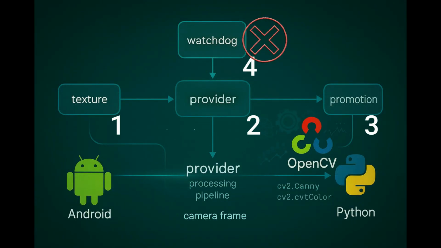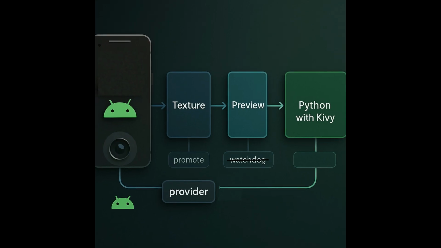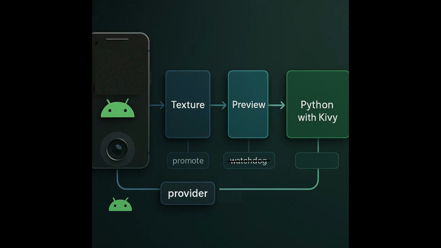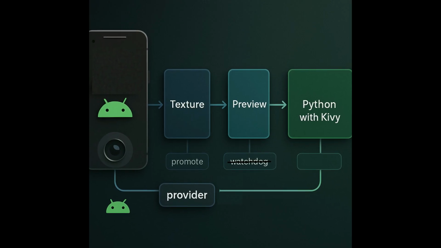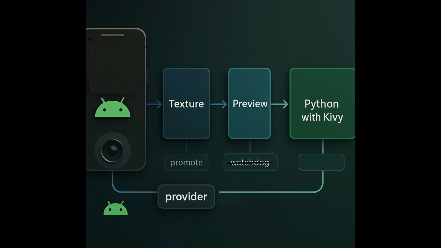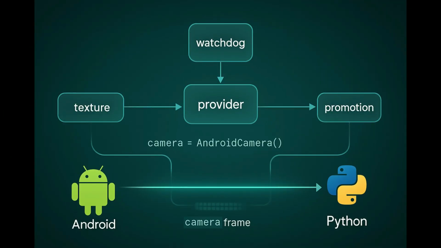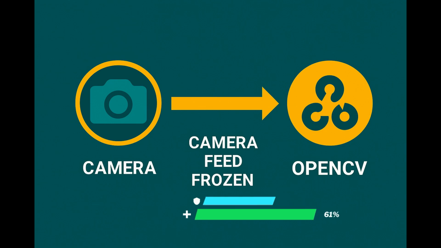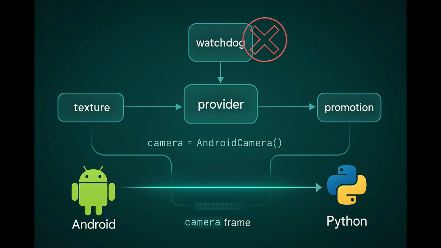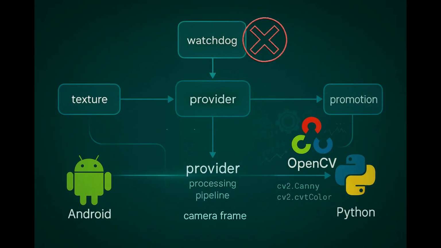Even the classic camera follows the same architectural skeleton. It still uses a provider like Camera Android or Camera Gstreamer. Every frame ends up in a texture, which is what you actually see on screen. There's even a bit of promotional logic happening automatically. Kivy quietly checks which providers are available and promotes whichever one reports that it's compatible. The missing piece is the watchdog. If your feed freezes or buffers stall, nothing automatically resets. You'll need to handle that manually. It's a simpler design. Even without a watchdog, you can absolutely use this path with OpenCV.